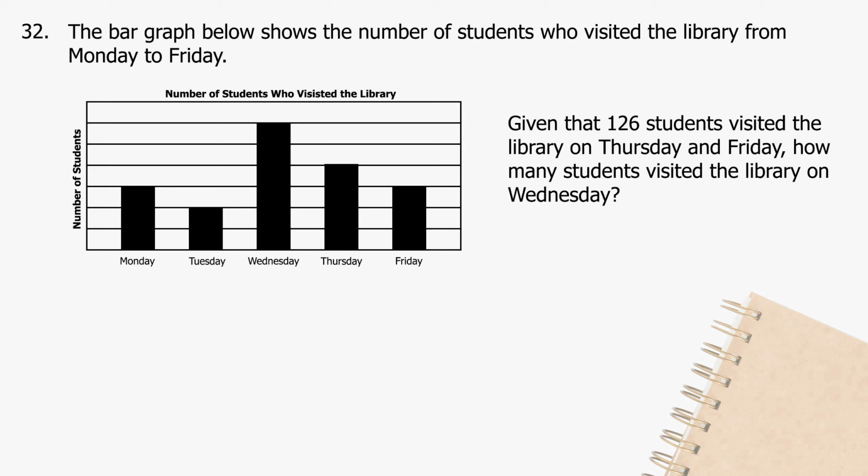Question 32. The bar graph below shows the number of students who visited the library from Monday to Friday. Given that 126 students visited the library on Thursday and Friday, how many students visited the library on Wednesday?